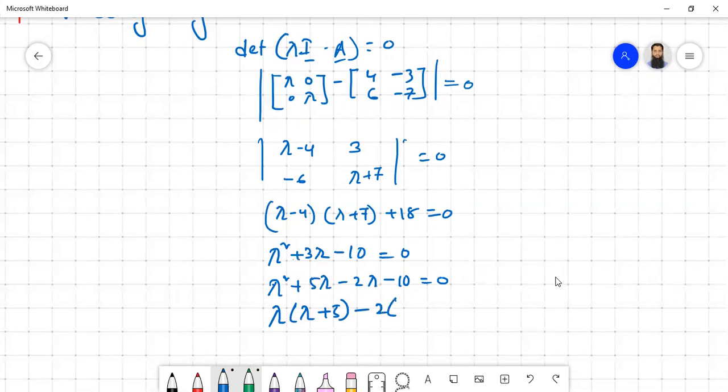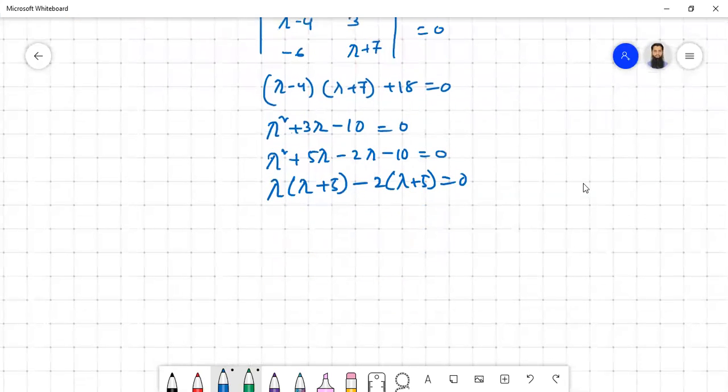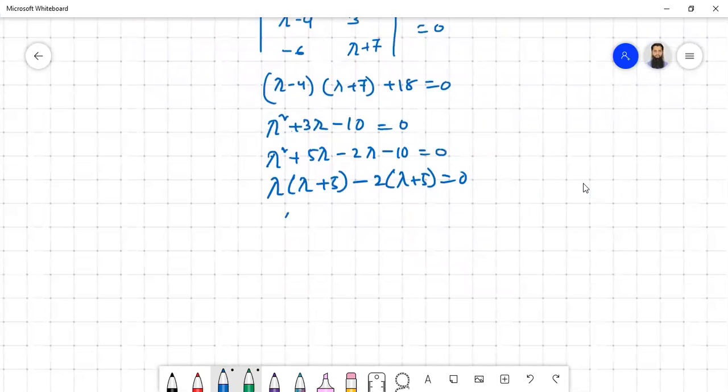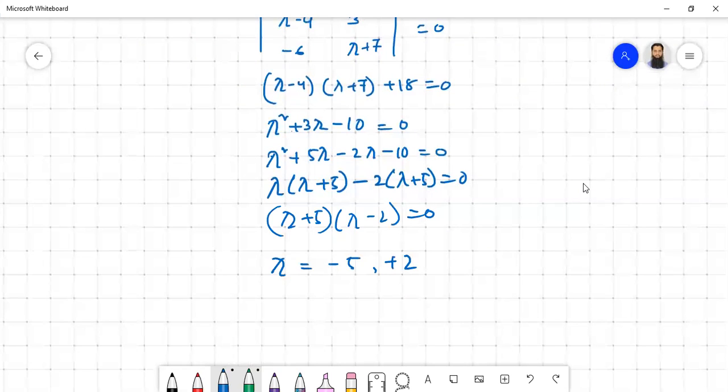Then we have lambda plus 5 equal to 0. Okay, so (lambda plus 5)(lambda minus 2) equal to 0. We can find two lambda values, that is minus 5 and plus 2. So one of the eigenvalues is positive and the other one is negative.